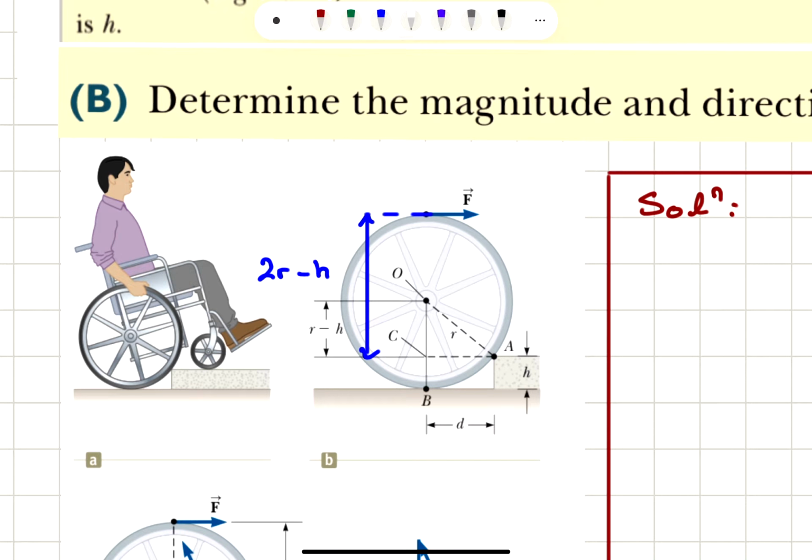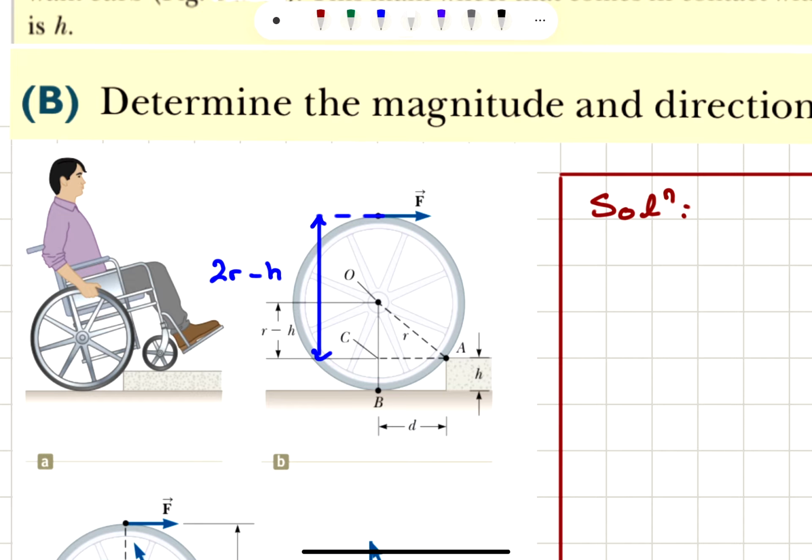So we have a person going over a curb here, in the sidewalk. You can see that we have a force being applied on top of the wheel to the right. There's a horizontal force. The wheel has a radius r. So if the sidewalk has a height of h, we can see that this force is applied at a perpendicular distance to point A, the contact point with the curb, at 2r minus h. So r minus h is the distance between the center and point A, the perpendicular distance.